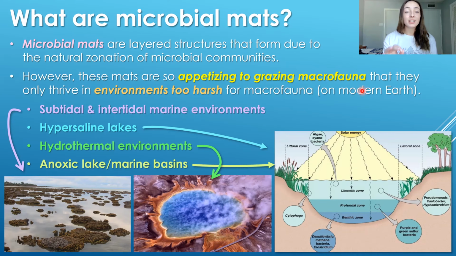However, I want to stress that this is the case for modern Earth. If you watched my Precambrian video or pretty much any of my early Earth history videos, you know that on early Earth, cyanobacterial mats and other types of microbial mats, which eventually became preserved as stromatolites in the rock record, thrived in environments all over Earth. The reason they had an easier time dominating environments back then is because there were less macrofauna to eat them.